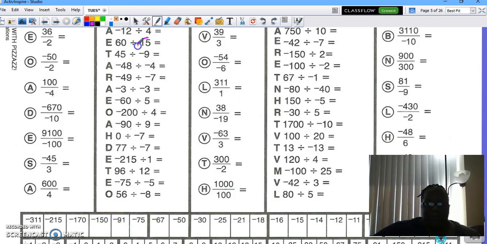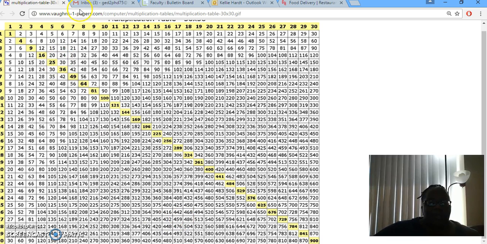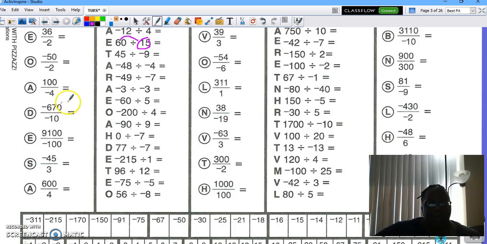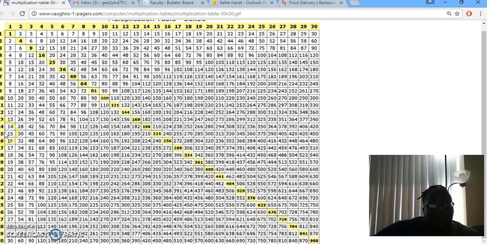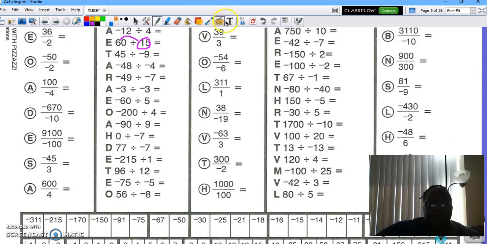So I'll go to the small number and look for the big number if you're using a multiplication chart to help you divide. Here we go. Small number to big number. 15 to 60. See that? Okay. 15 to 60. Voila. All the way up. Answer should be 4. Okay. So now I know that this is going to be 4.